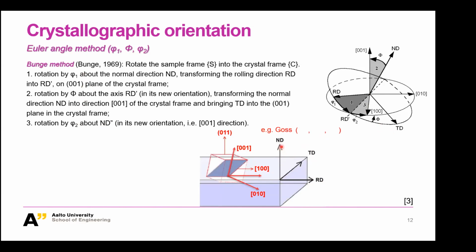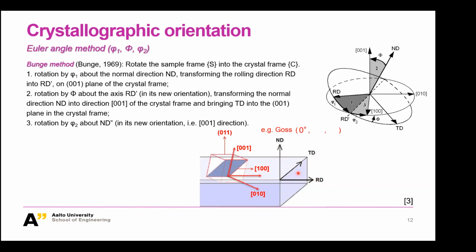The first one is we need to rotate around ND, this initial ND, and try to rotate your RD onto your 001 plane. But here you can see that your RD is already on your 001 plane, because the RD is parallel to this direction, like this line, and this line is already on the 001 plane here. So the first phi 1 angle is 0.